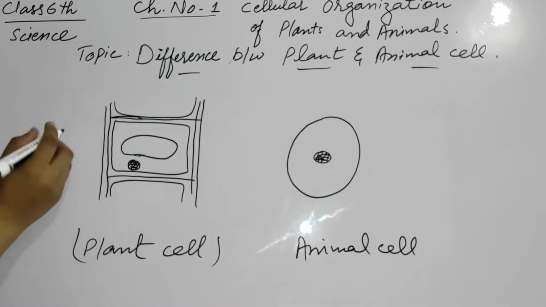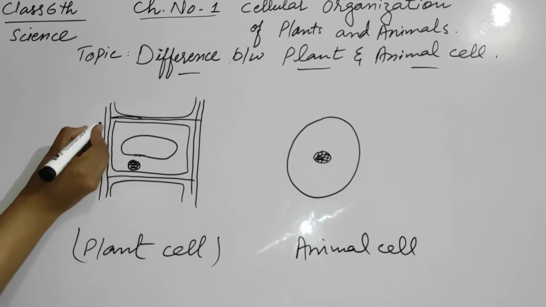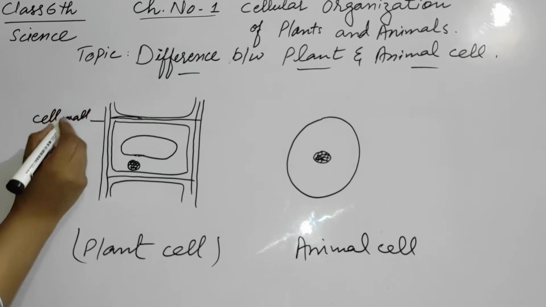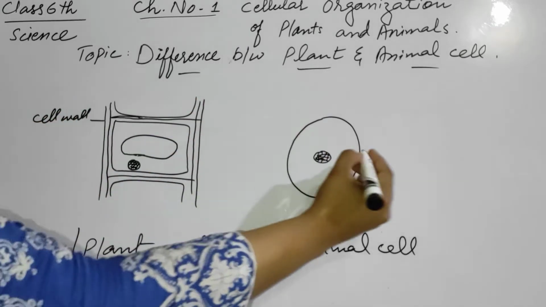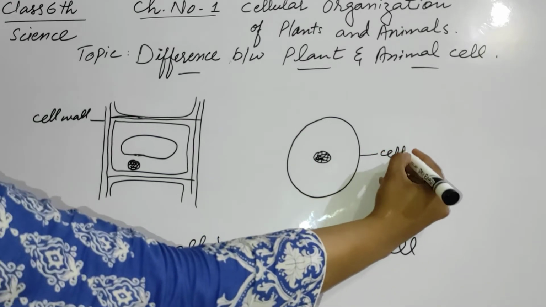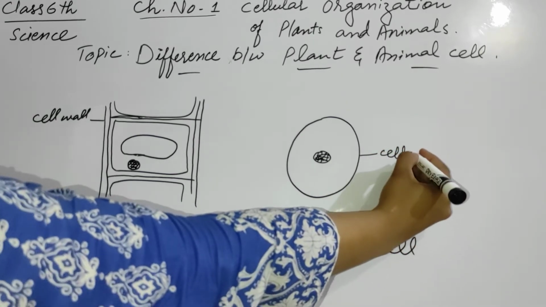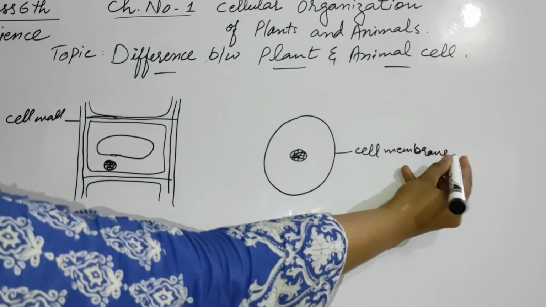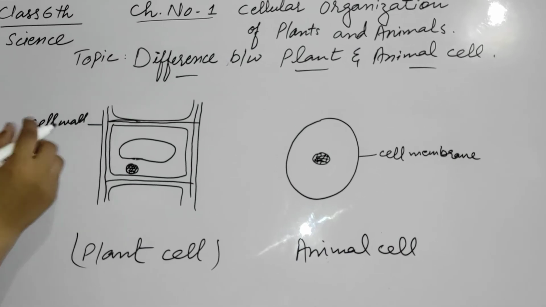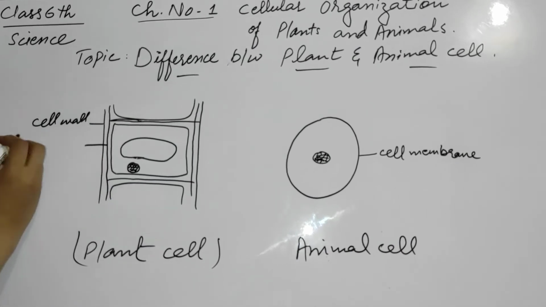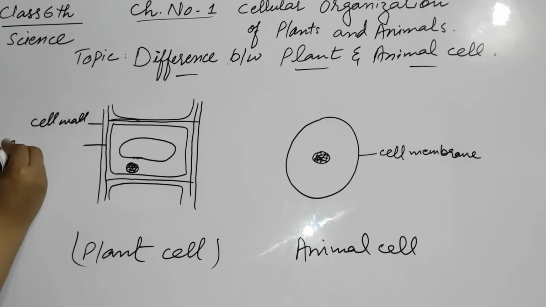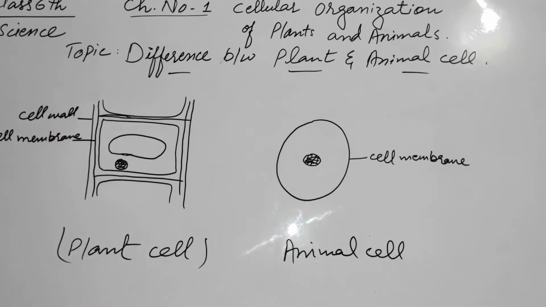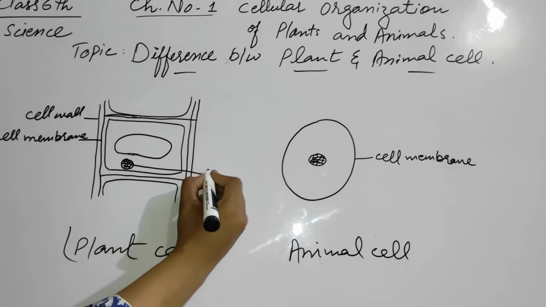First of all, look at the plant cell: the outermost layer is called the cell wall, but in the animal cell it is called the cell membrane. Now the cell membrane here is beneath the cell wall. Okay, now this is the nucleus here.